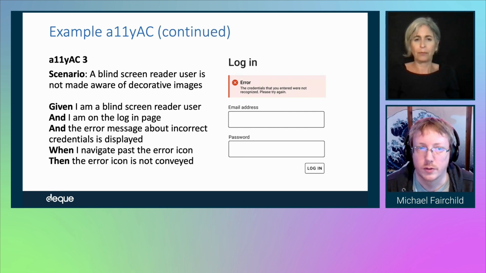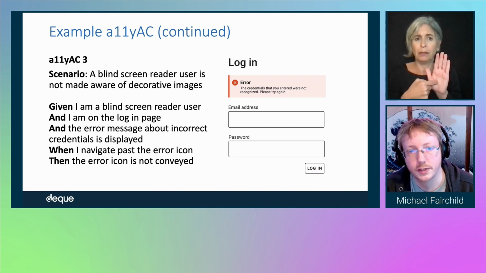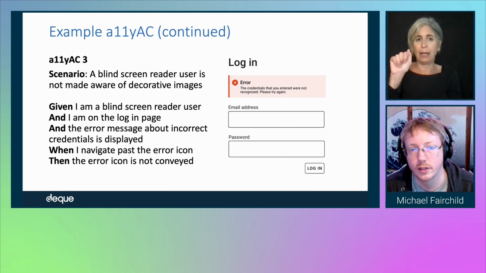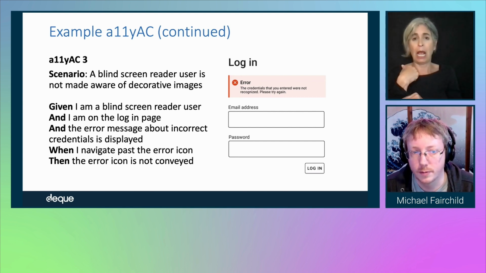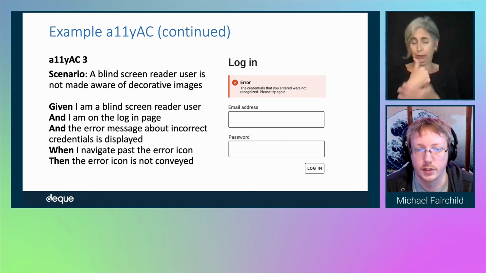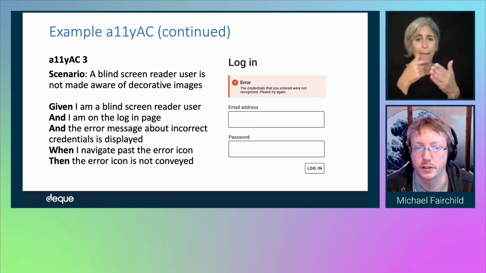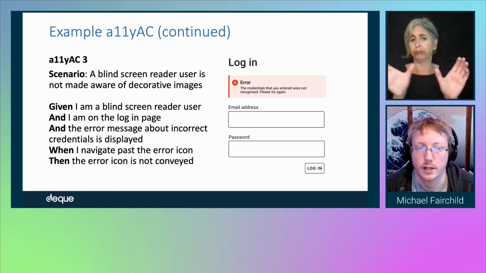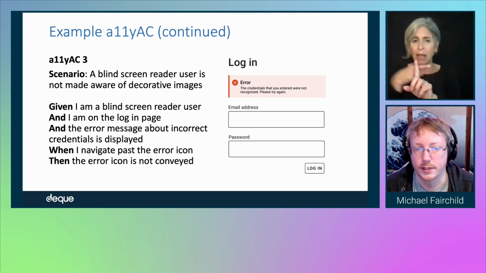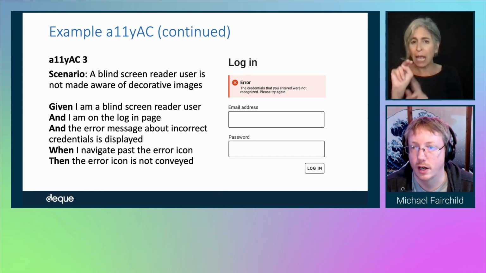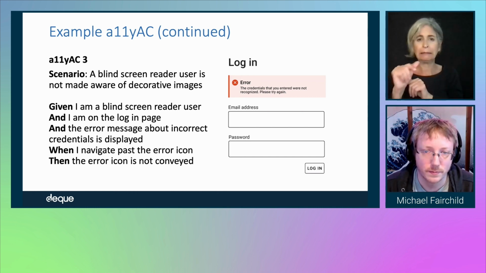Another example of an accessibility AC would be: scenario, a blind screen reader user is not made aware of decorative images. Given I am a blind screen reader user and I am on the login page and the error message about incorrect credentials is displayed, when I navigate past the error icon, then the error icon is not conveyed, right?